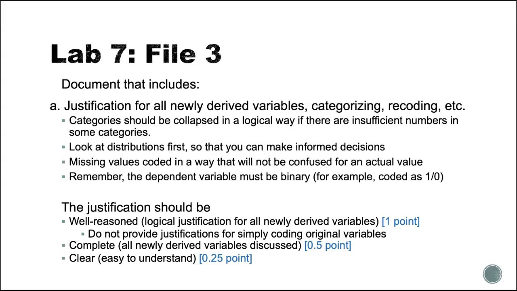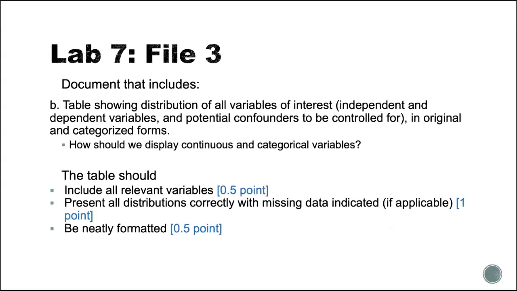So make sure you're starting this by looking at the distributions for each variable so you can think about making informed decisions. Remember to have your missing values coded if you have any missing data. Make sure they're coded in a way that's not going to get confused as an actual value. And remember, don't forget your outcome variable has to be binary. So make sure that you include a justification that's well reasoned, it's complete, and it's clear and easy for me to understand. So that was part A, that justification.